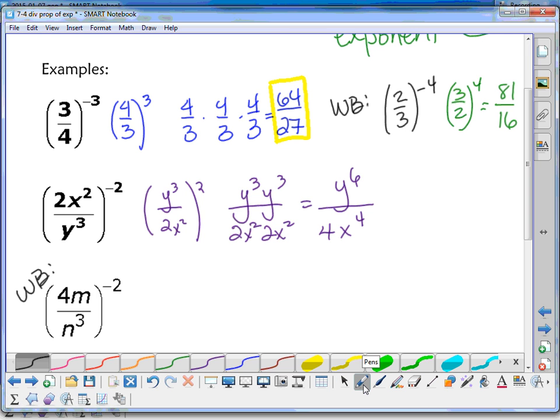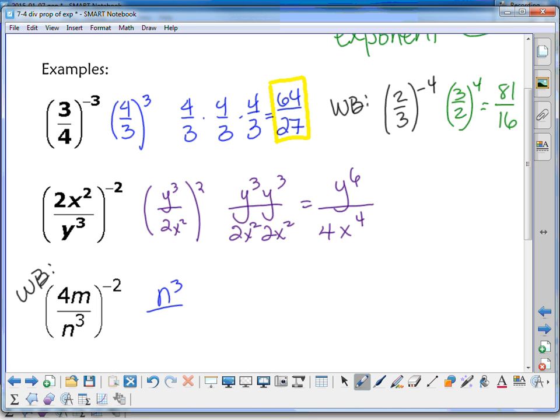Okay, so flip it over. We have n cubed over 4m, squared. So it equals n to the 6th over 16m squared.